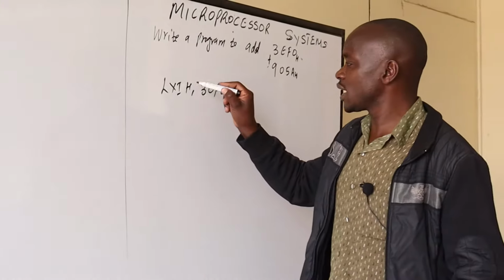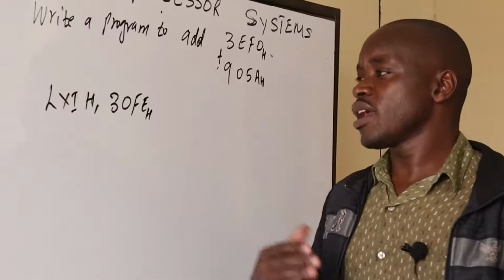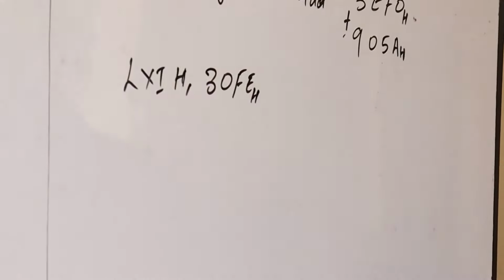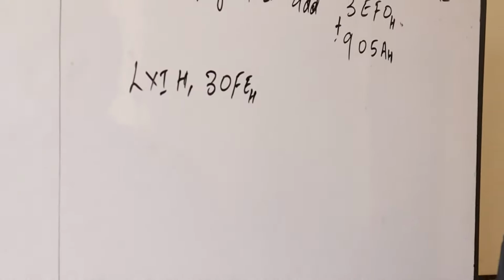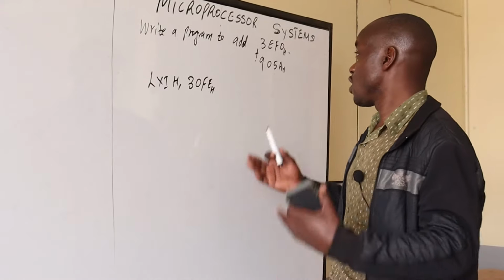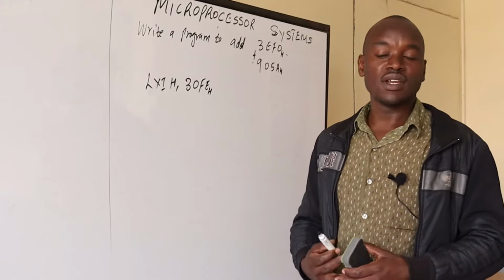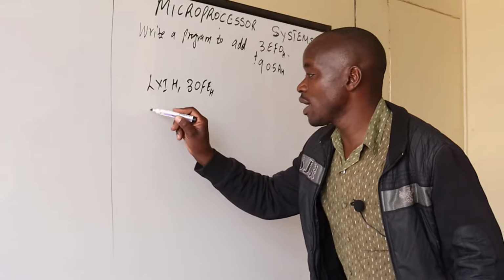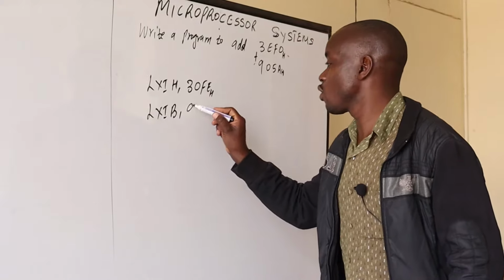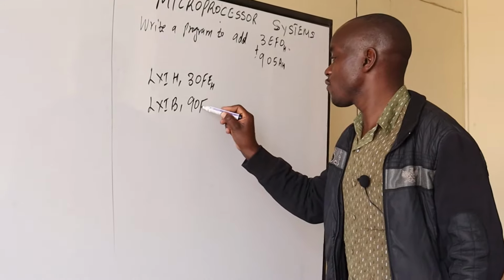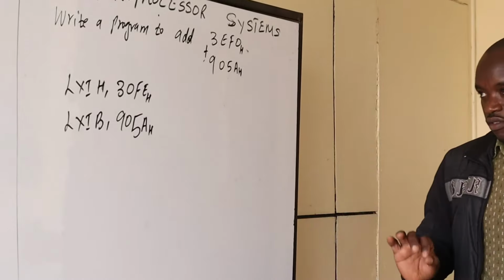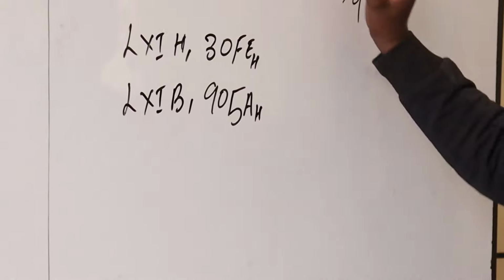Though we are just seeing H here, whenever the microprocessor sees the instruction LXI H, it knows that this is register pair HL. Then from there, I can use BC or DE. We can decide which one to use. For today, I've decided to use BC. So the next thing would be LXI B, 905AH.